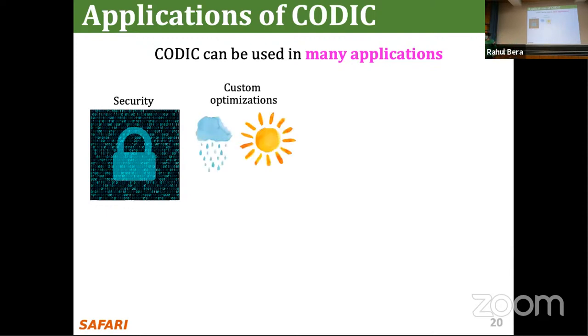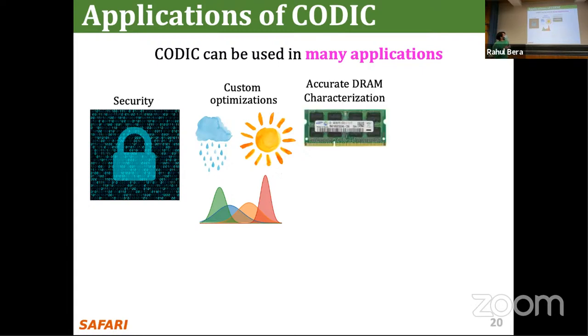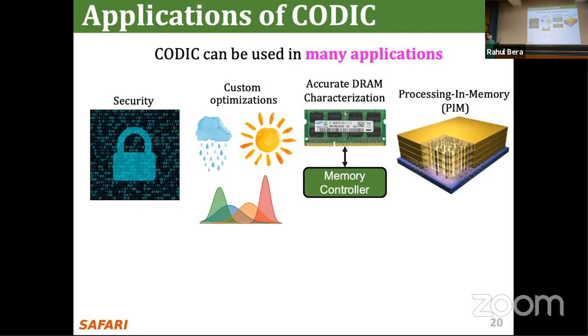It could be used for building custom optimizations, for example, to optimize the DRAM behavior under different environmental conditions, for example, temperature or process variation. So you could reduce, for example, the timing between when you trigger the word line and when you trigger the sense amplifier, depending on how strong a cell is, how much the retention time is, for example. You could potentially characterize the cell and apply different timings to different areas of the DRAM.